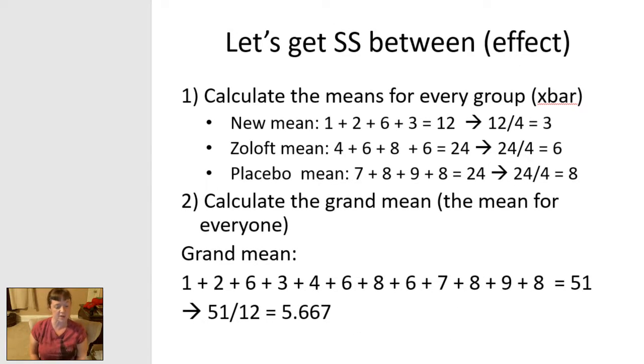And so the first thing I've done for the first group, I get 1 plus 2 plus 6 plus 3 is 12. 12 divided by 4, because that's how many people there were in the group, is 3. So the average amount of depression for my first group is 3. Then I get my Zoloft group. 4 plus 6 plus 8 plus 6 is 24. 24 divided by 4 is 6. So the average amount of depression for my second group is 6. Then I take the placebo group. 7 plus 8 plus 9 plus 8 is 24. 24 divided by 4 is 8. So my average for the third group is 8.